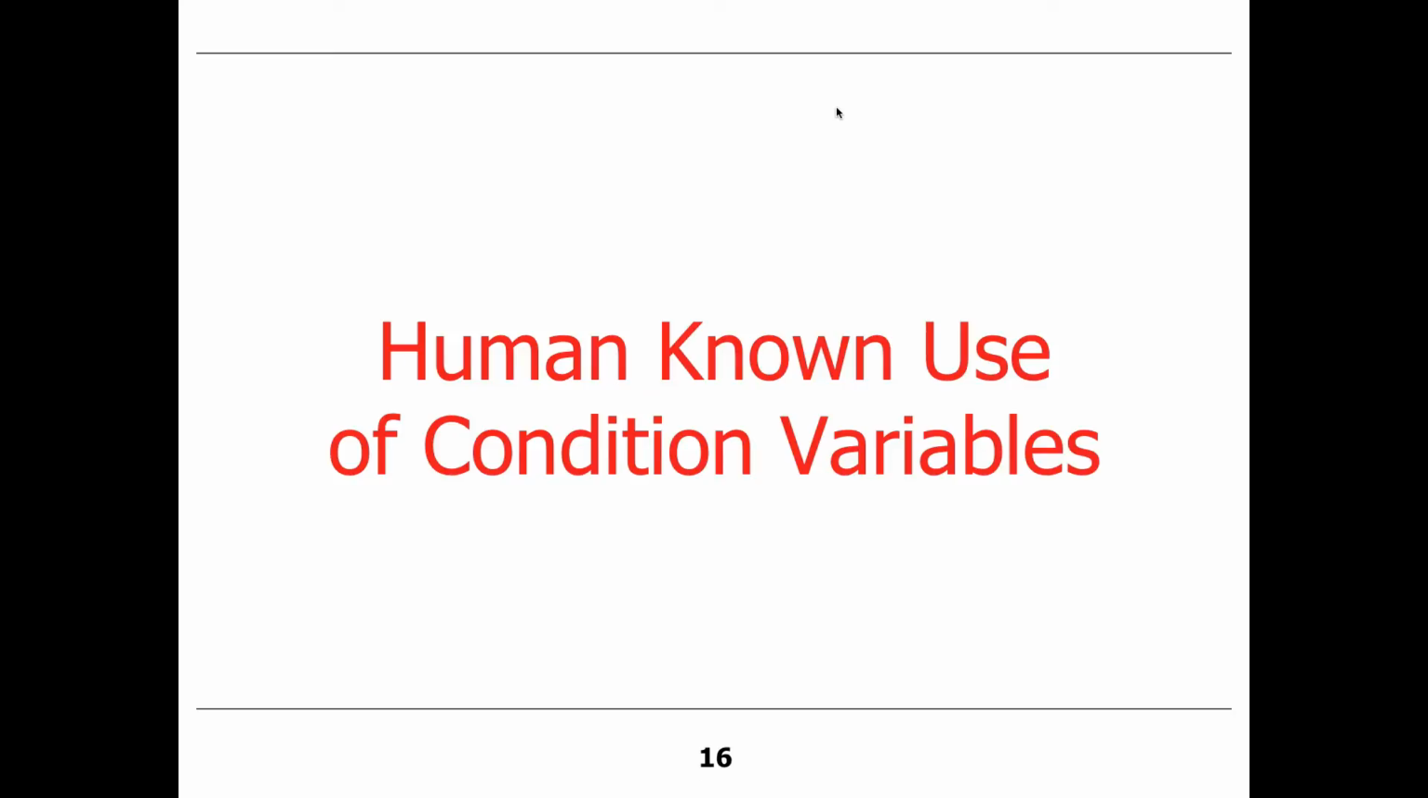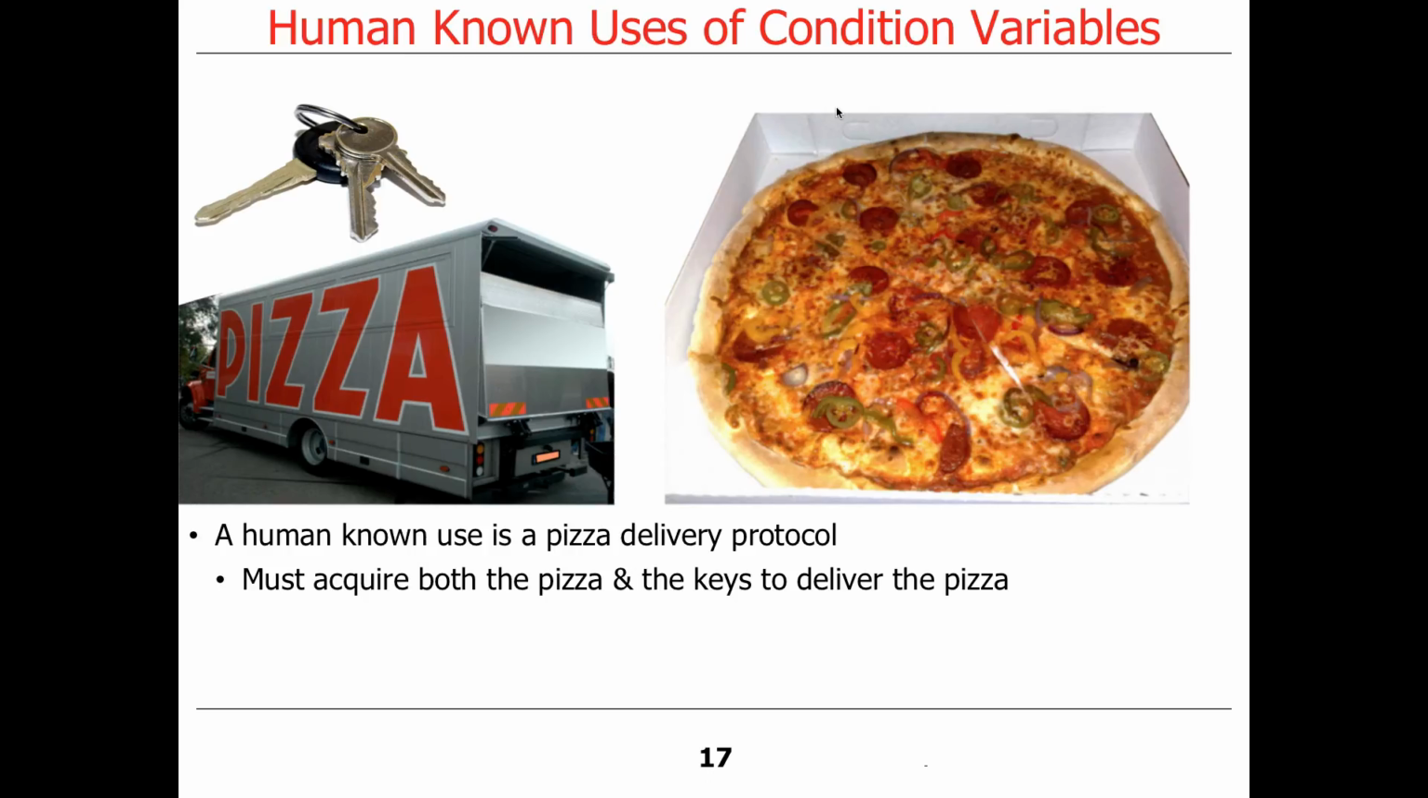Let's talk briefly about a human-known use of condition variables. I can't remember if I've told you this one before. It's a great example. I think I might have talked about it briefly, but now I'll show you a visualization. So the pizza delivery protocol, where you need to have a couple of things in order to do your job. You need to have a pizza, and you need to have keys, and that'll allow you to take the pizza and deliver it in the pizza truck.